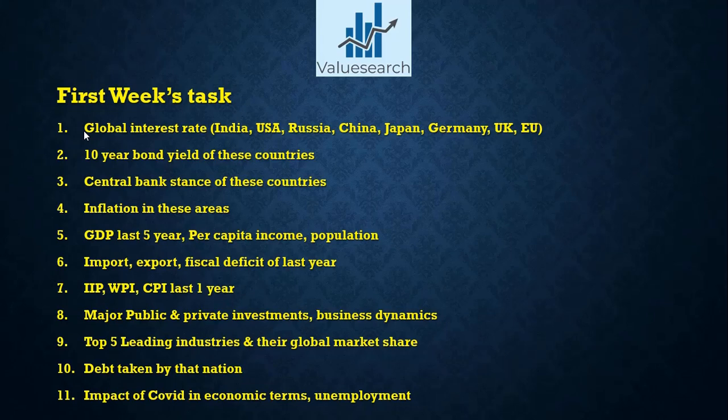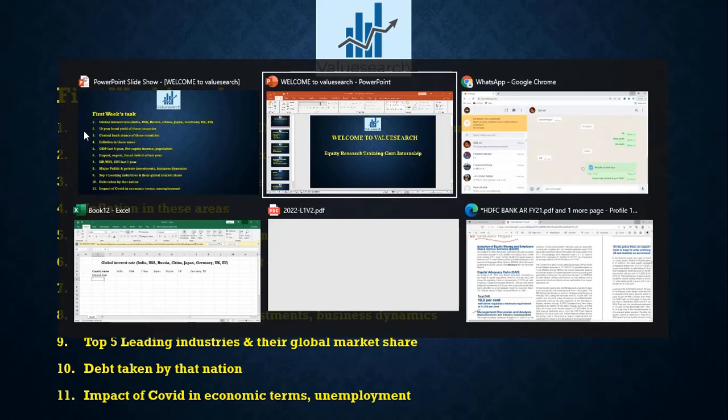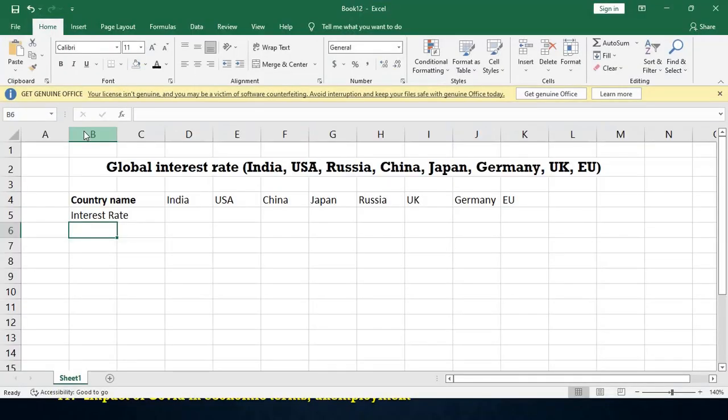Now, how are you guys going to put this together? So here, you can see the global interest rate of India, US, Russia, China, Japan, Germany, UK, EU. The countries' names, I have put all these countries as per my own priority. You can put them as per your own priority.